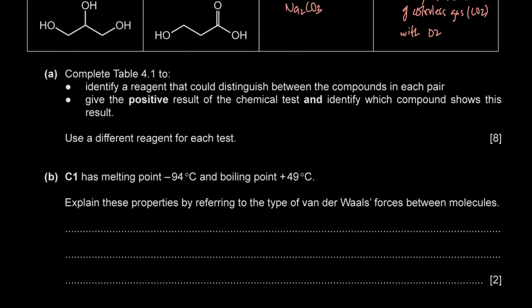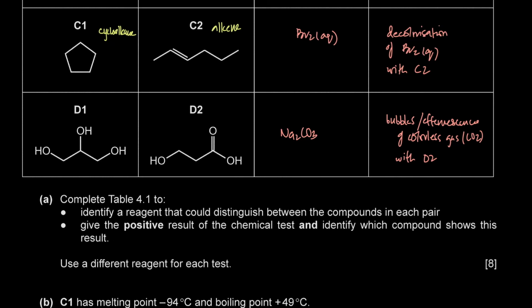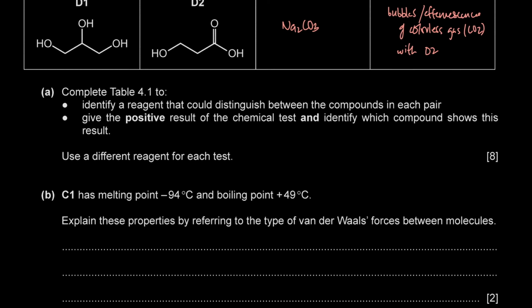C1 has a melting point of negative 94 degrees Celsius and a boiling point of positive 49 degrees Celsius. Explain these properties by referring to the types of van der Waals forces between the molecules. The compound C1 over here is just a cycloalkane, cyclopentane. Now, since C1 is a hydrocarbon, a cycloalkane, it's non-polar, so it has very weak intermolecular forces. It's non-polar, so it only has van der Waals forces due to instantaneous dipole induced dipole interactions.